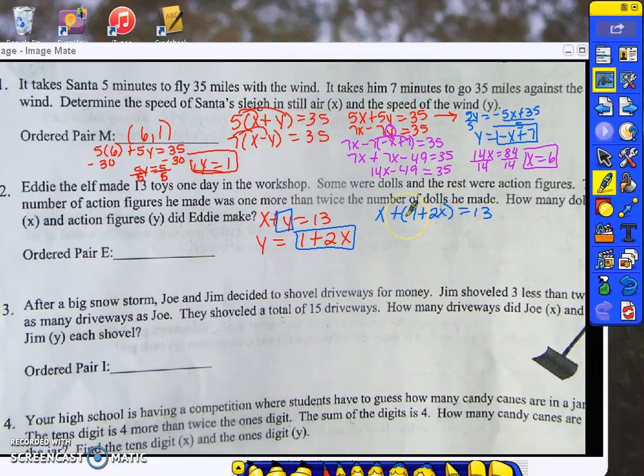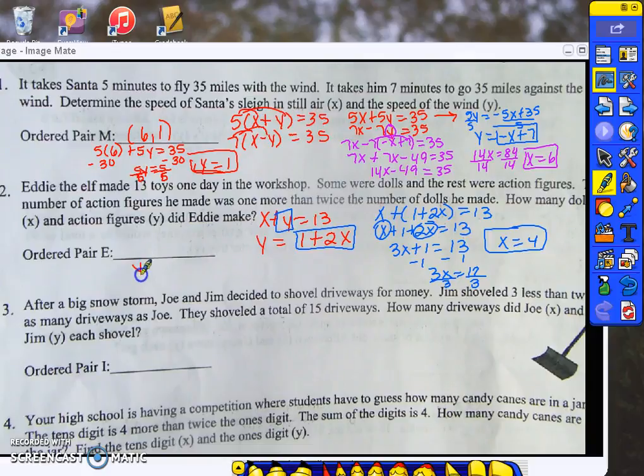I can't distribute, I can't combine like terms inside the parentheses, so I'm going to rewrite this. x plus 2x is 3x. Subtract 1 from both sides, you'll get 3x equals 12. And when you divide by 3, x is 4. Take 4 and plug it into one of the original equations. The number of action figures he made was 1 more than 2 times the 4 dolls that he made, which is 1 plus 8, and that is 9. So you'll graph that 4, 9, put a point, label it E.